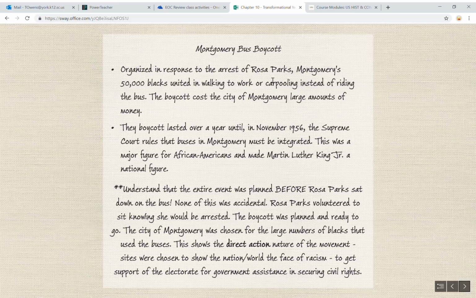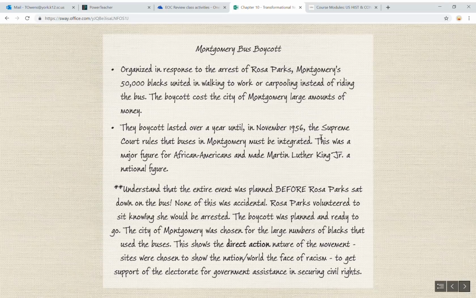Okay, and here's another thing too. Why Montgomery, Alabama? And that's important. Why Montgomery? You have 50,000 Blacks who use the bus system. Can you do it in a place that has a small Black population, or no bus system? It wouldn't work. You have to pick a place where it's going to be effective. And when 50,000 people opt out of riding the bus, that is going to hurt the city of Montgomery, because it's a city bus, and it's going to cost them a lot of money, and it lasts for over a year.